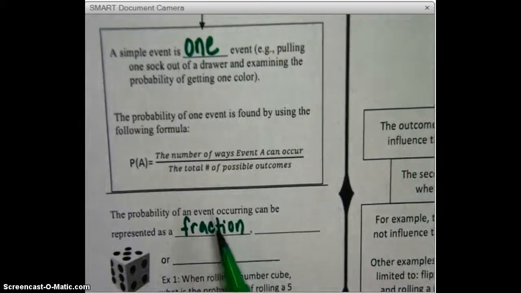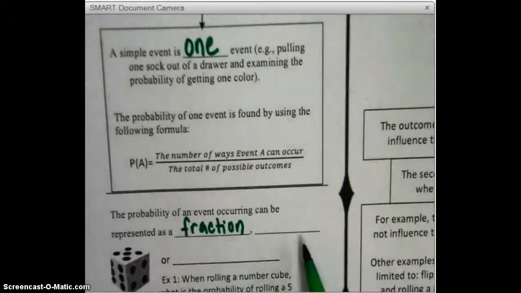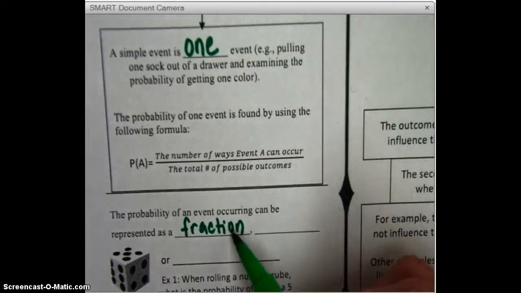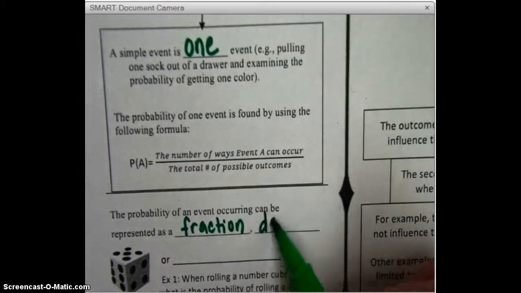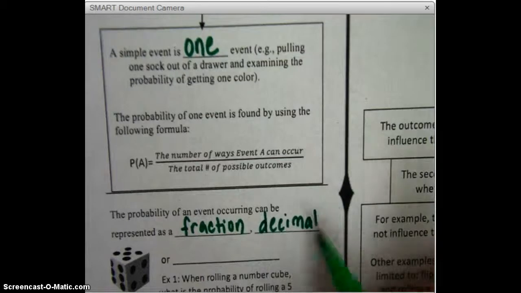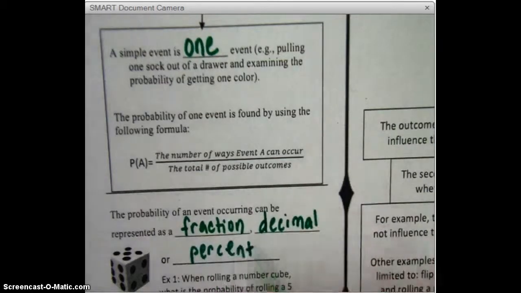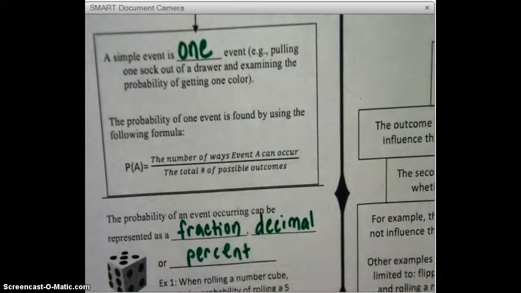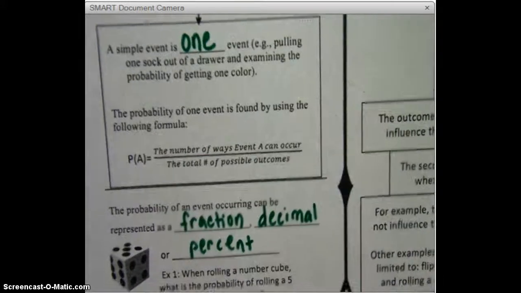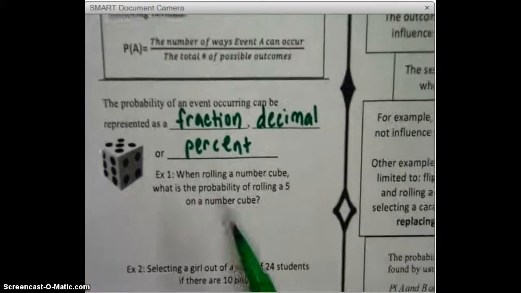But usually when you talk about probability, you don't express it as a fraction, or you don't express it as a decimal. You usually express it as a percent. But to go from the fraction, you have to convert to a decimal. Then from that decimal, you convert to a percent. So we're going to go ahead and practice all three of these because we have to start off as a fraction. That's our formula. So let's try example number 1.